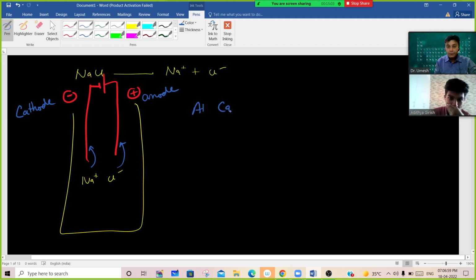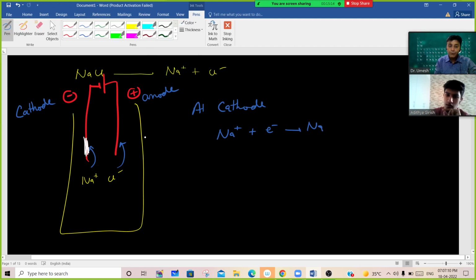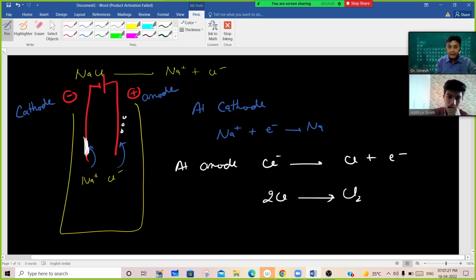So at the cathode, what will happen? The sodium positive ion will gain an electron and become sodium. It means sodium will be deposited over here. And at the anode, the Cl negative ion will lose an electron, and two such chlorine atoms will combine to give Cl2 gas. Here the gas will be liberated. Am I clear? Yes, sir. So note it down and let me know if you find any difficulty.